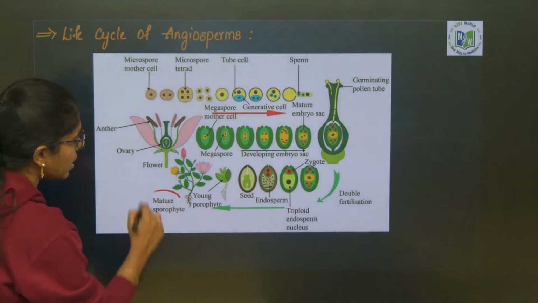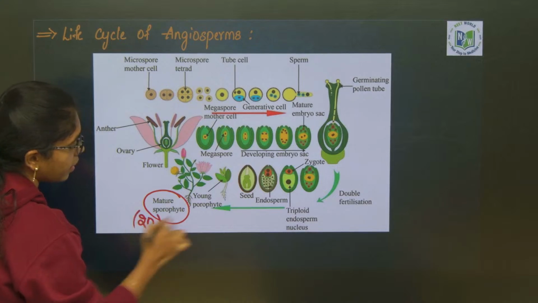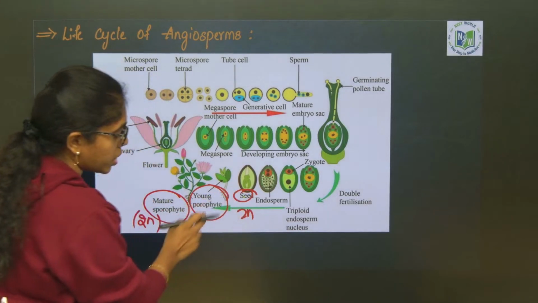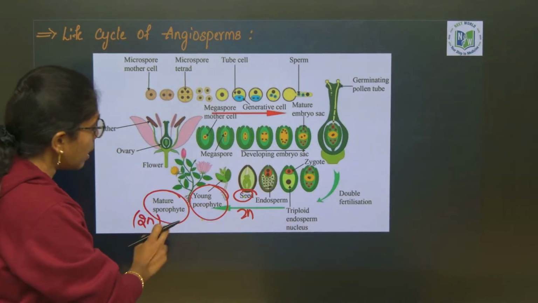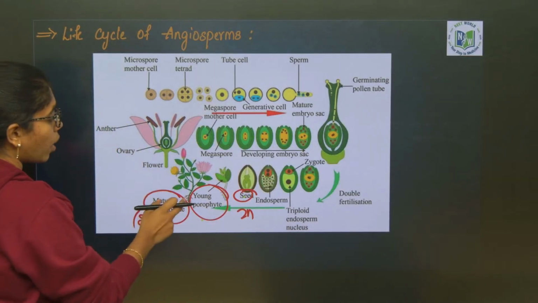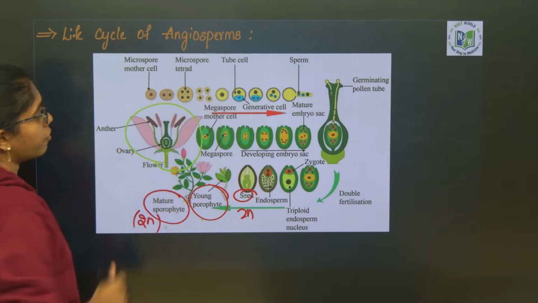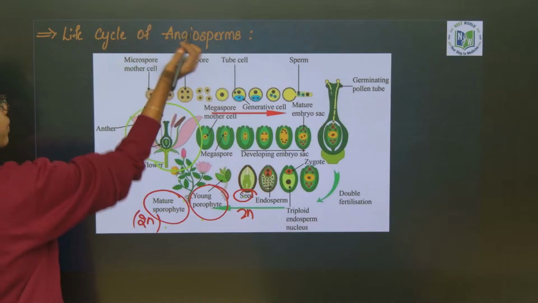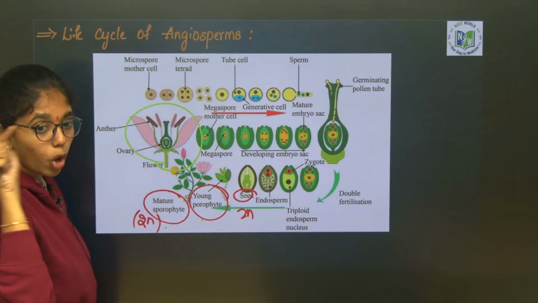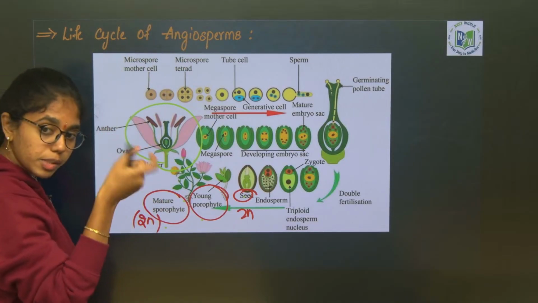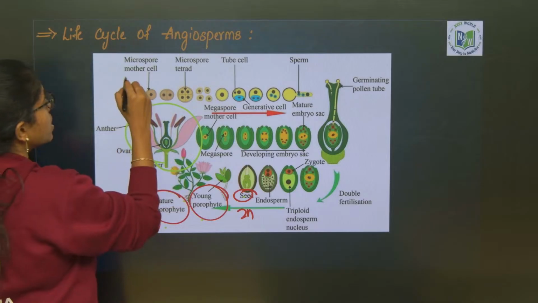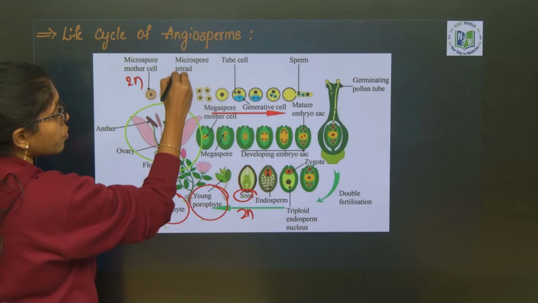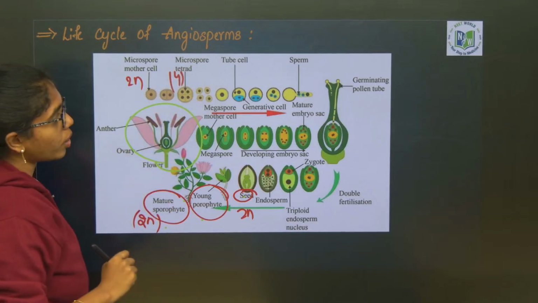Here you see the mature sporophyte is diploid. Young sporophyte, mature sporophyte, diploid. The seed is diploid, right? From the seed develops the young sporophyte, then the mature sporophyte. The reproductive organ in this mature sporophyte is the flower. The megaspore mother cell is inside the ovule. The ovule is present inside the ovary. So, this is diploid.